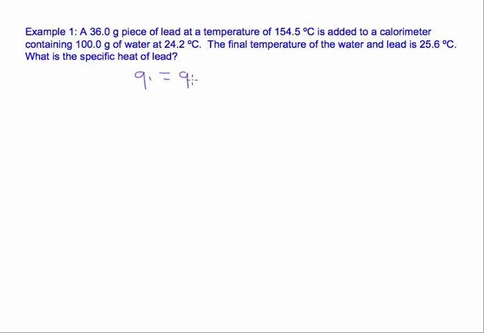water. Since we know that Q1 equals Q2 and Q equals mc delta T, we can also say M1 C1 delta T1 equals M2 C2 delta T2. So let's make a list of what we know. We'll list things according to lead.